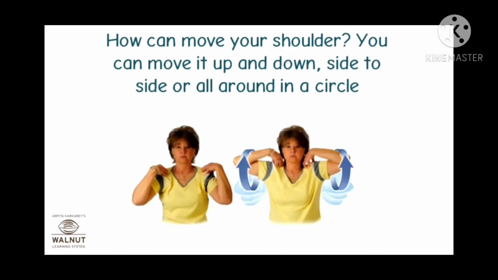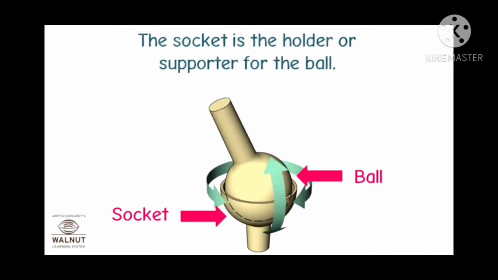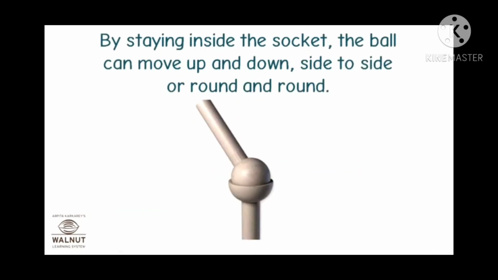Then, how can you move your shoulders? You can move them up and down, side to side or all around in a circle. This is a different kind of joint called the ball and socket joint, where a ball has been inserted in a socket. By staying inside the socket, the ball can move up and down, side to side or round and round.